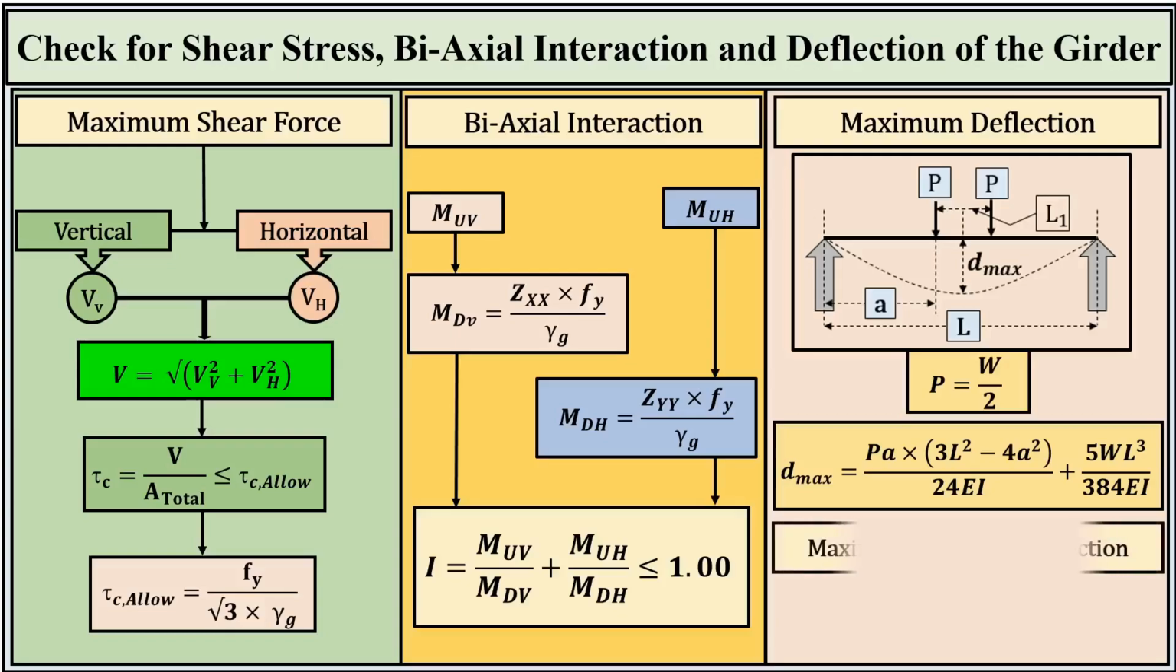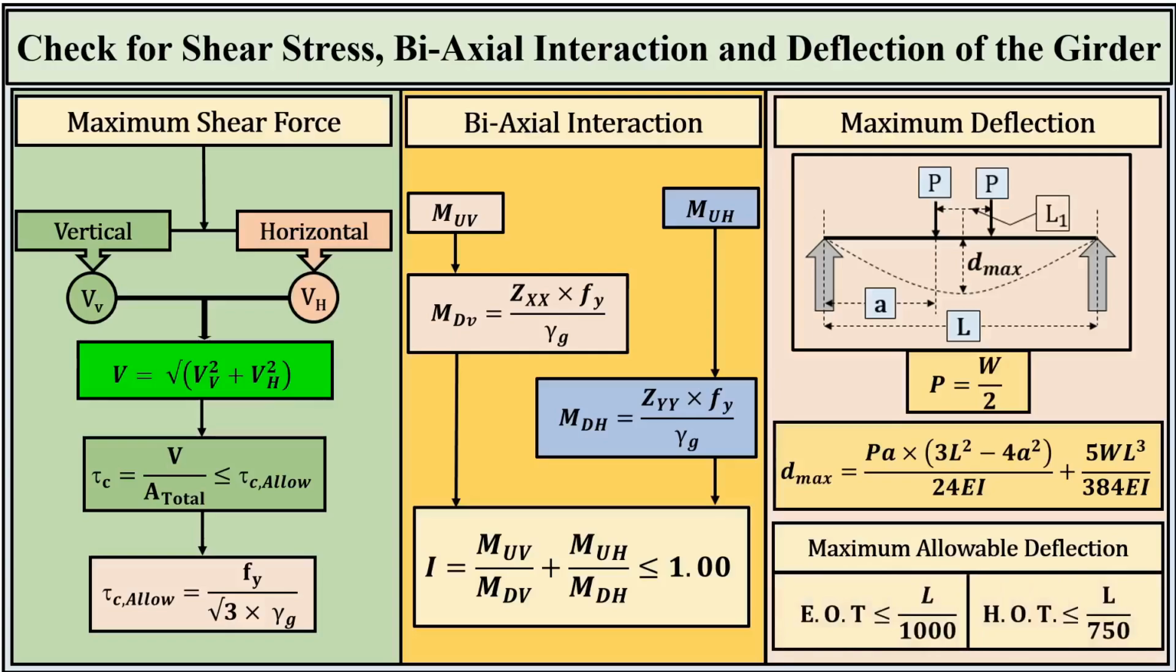Allowable limits and conclusion. To conclude, we compare our calculated deflection against the code limits. For electric overhead traveling cranes, the deflection must not exceed span divided by 1000. For hand-operated cranes, it must not exceed span divided by 750. Meeting these requirements ensures a stable and durable design for our Crane Gantry Girder.